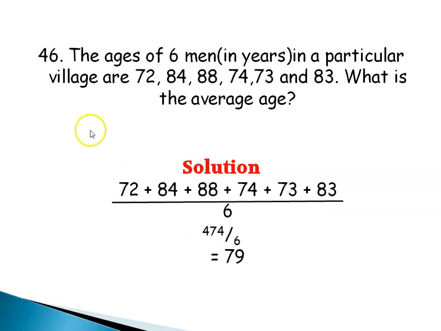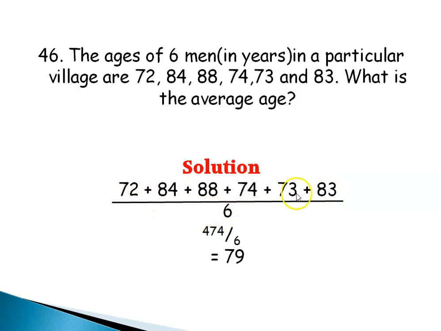Question 46. The ages of 6 men in years in a particular village are 72, 84, 88, 74, 73, and 83. What is the average age? Average is also the same thing as saying the mean age. So to get the average age, I'm going to add all their ages together divided by the number of men we have. So 72 plus 84 plus 88 plus 74 plus 73 plus 83 divided by 6.